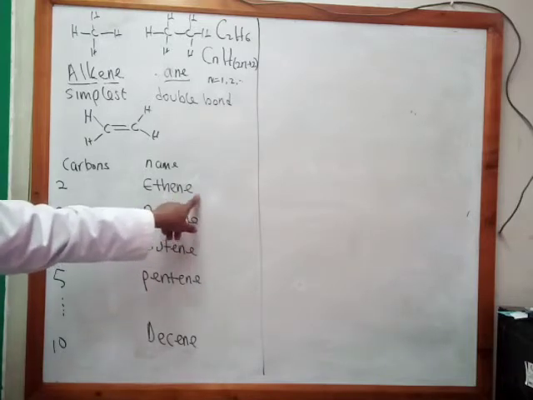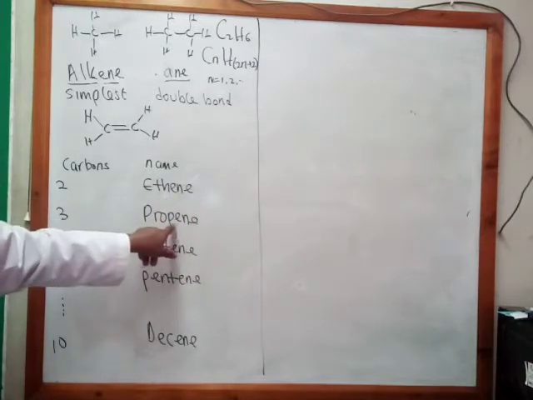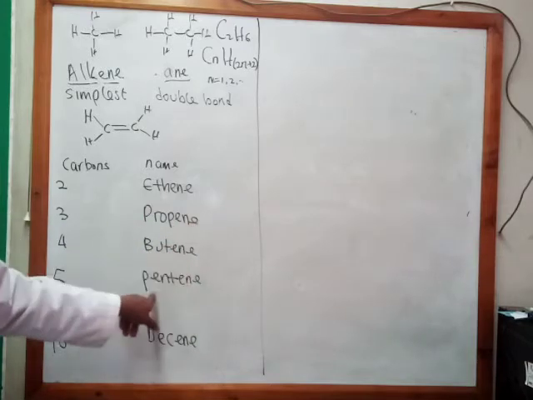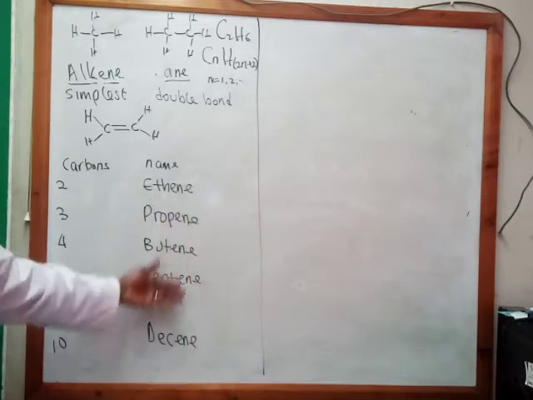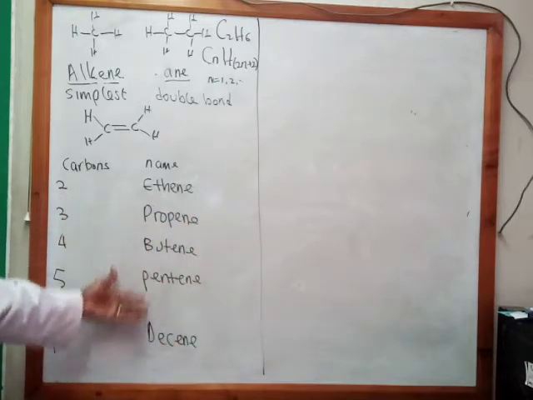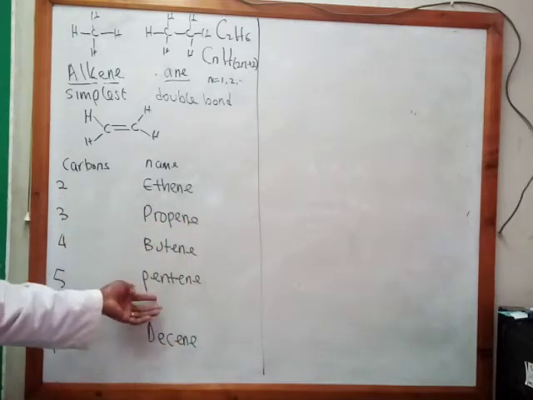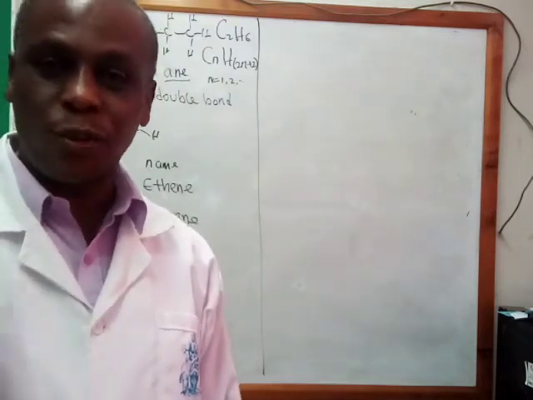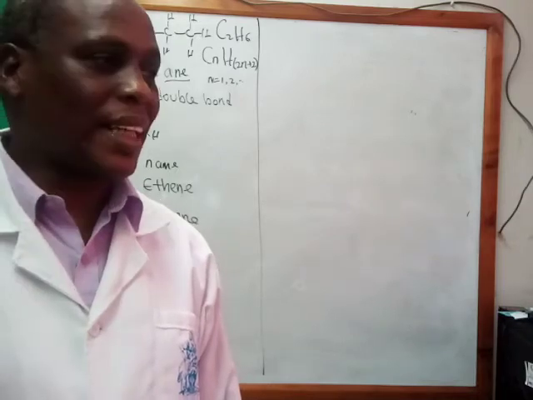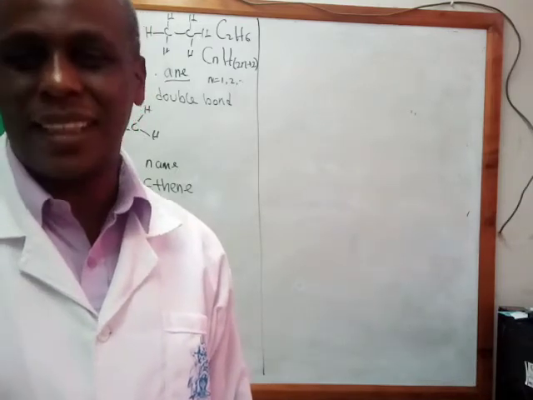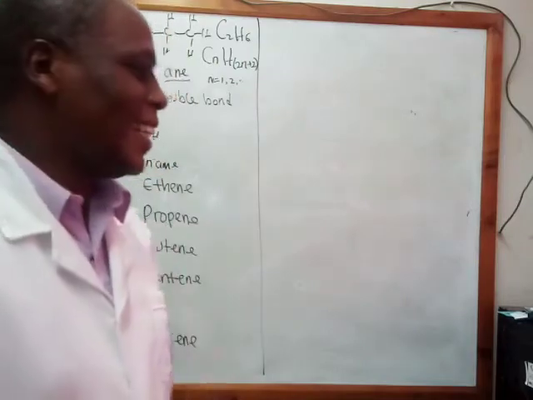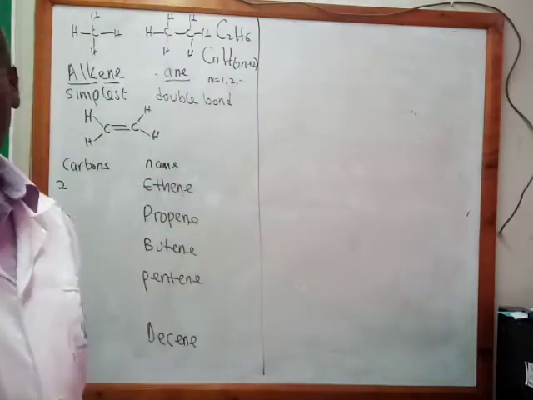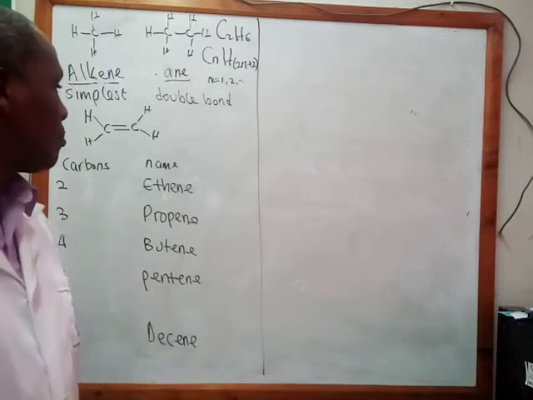Ethene. This one is called propene, and then butene, pentene. All the way is just shown here because it's going to be a lot of information. So six carbon atoms will be hexene, 7 carbon atoms will be heptene, 8 carbon atoms, octene, 9 carbon atoms, nonene, 10 carbon atoms, decene. I think it's something we'll be able to remember.